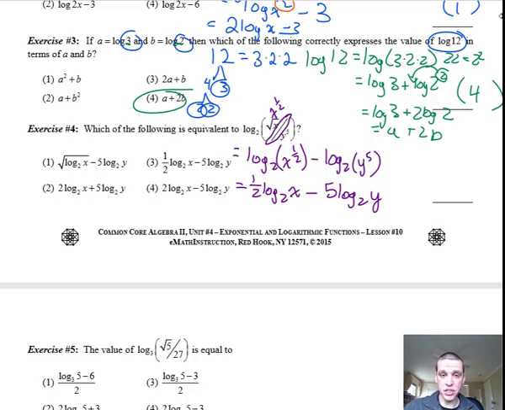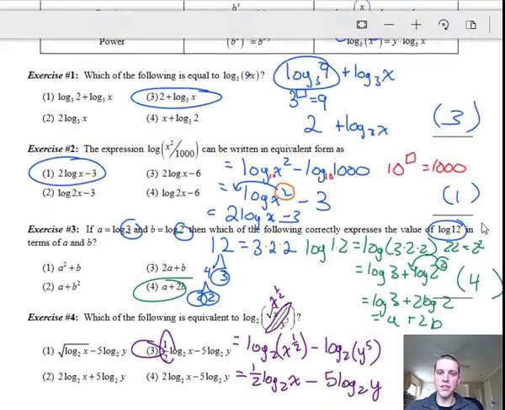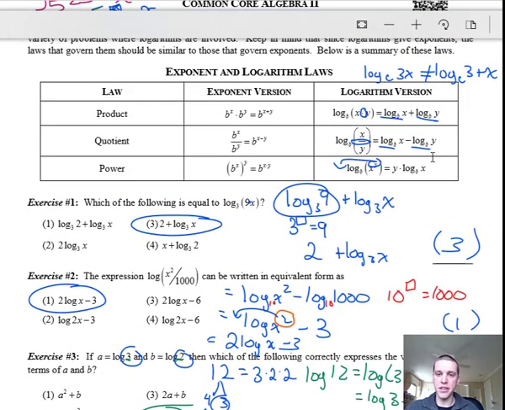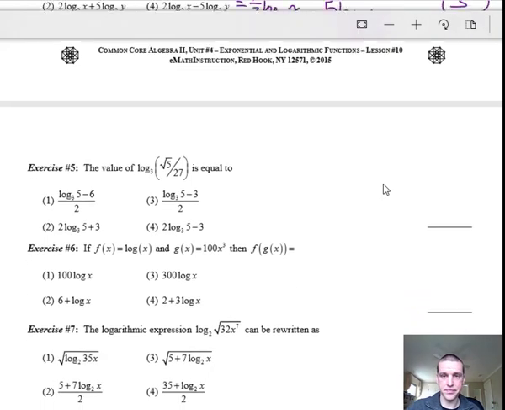And do any of these look like that? Well, let's see here. 1/2 log base 2 of x, well, there's the 1/2, minus 5 log base 2 of y. Yep, there it is, choice 3. So again, you're looking at it. What do you notice out of these rules that we have here? And how can I then, quote, expand it?